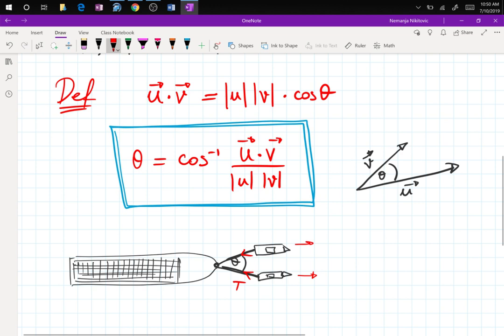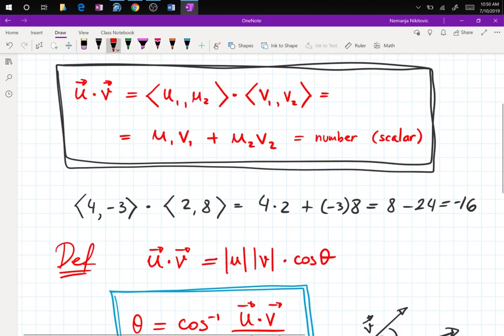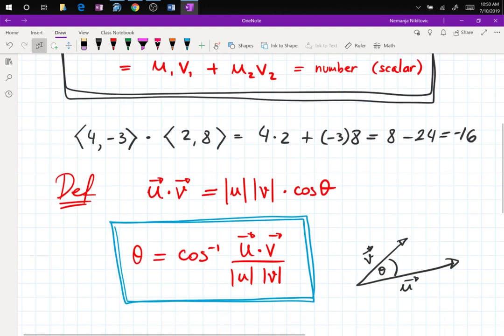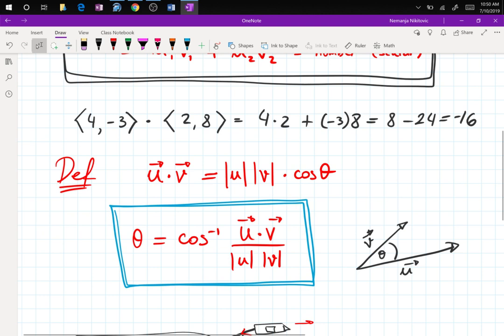So those are the basics of the dot product. You have the way to compute. Very simple, multiply x components together, multiply y components together, and then add them up. The definition for the dot product is given by the formula from which you can extrapolate the formula for the angle between two vectors that are in question, u and v.